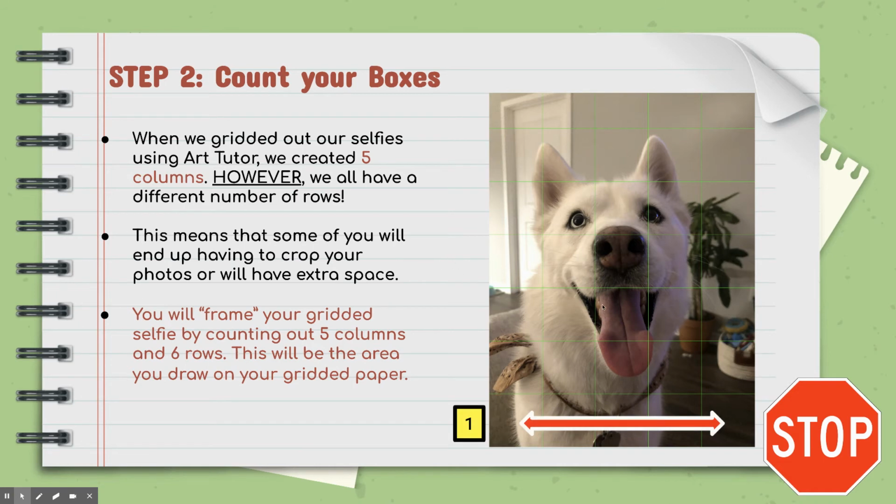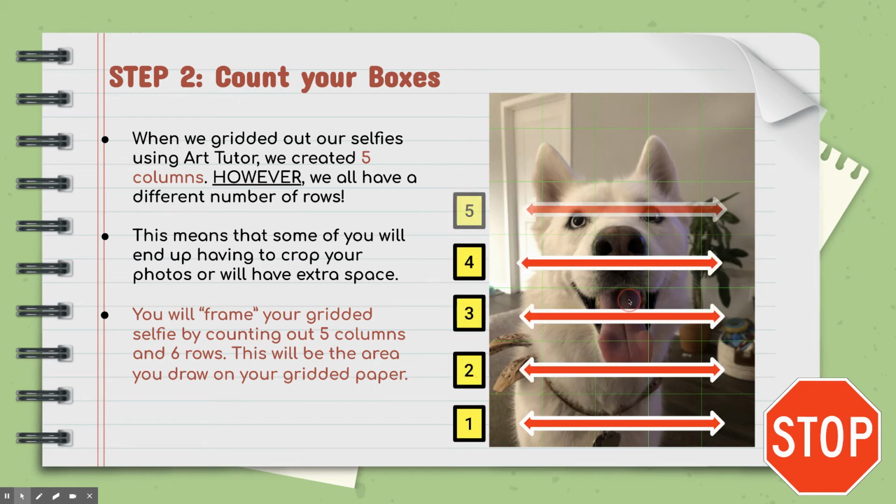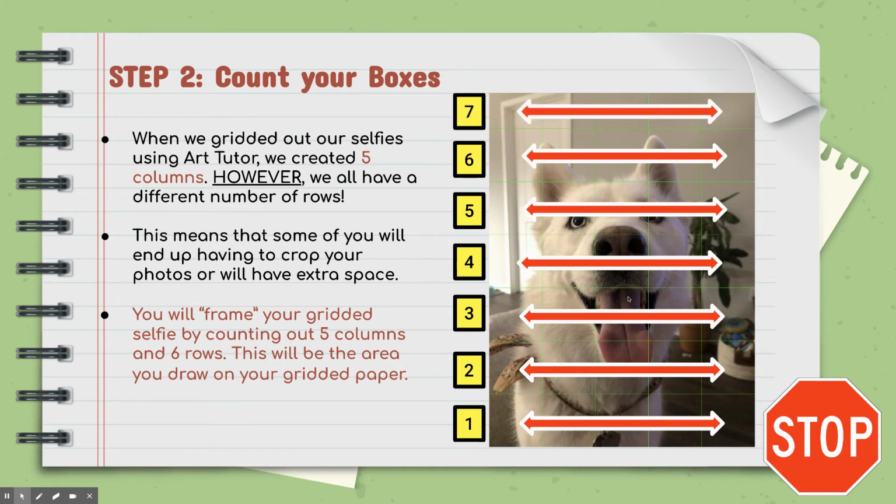So again, for example, if I'm looking at my photo right here, this was a photo I uploaded of my dog Kira, and it has 1, 2, 3, 4, 5, 6, 7 rows. But since we need 6, I know that I'm going to have to crop one of these rows, whether it's the bottom or the top, okay? You will frame your gridded selfie by counting out 5 columns and 6 rows. This will be the area you draw on your gridded paper.